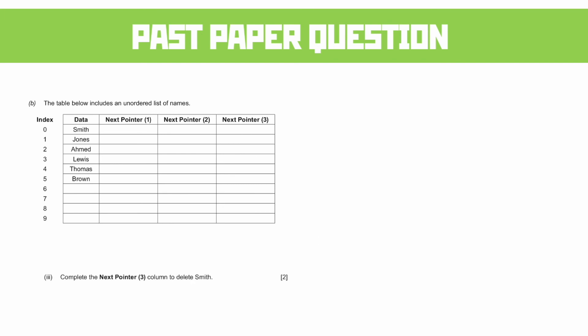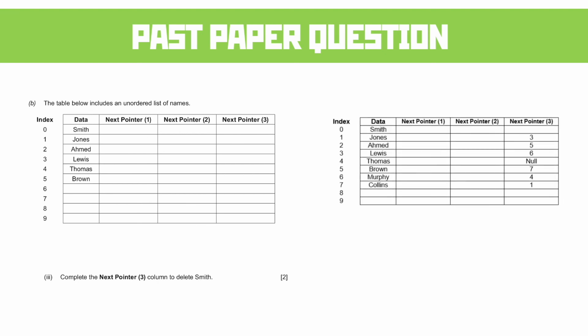Part 3, complete the next pointer column to delete Smith. So if we're going to get rid of Smith, what we need to do is just remove their pointer completely. So marks for the Murphy pointer changing to point 4 instead of 0, and leaving Smith in the original list. Remember, it doesn't need to be deleted from the array, it's just not accessible from the linked list anymore.